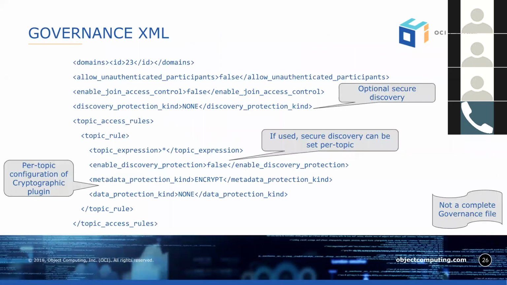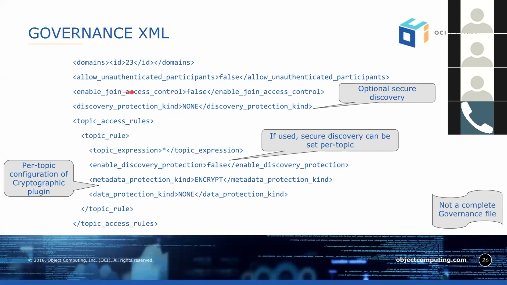Let's take a quick look at what's in these files. So this is not a complete governance XML, but it's a portion of the interesting part of the governance XML. It shows which domain we're configuring and has a number of domain-wide settings. In the simple case, these are just Boolean values, true or false. So the first one we're seeing here is allow unauthenticated participants. In our example, this is false, but it could be set to true, which allows some limited interoperability with non-security DDS applications.